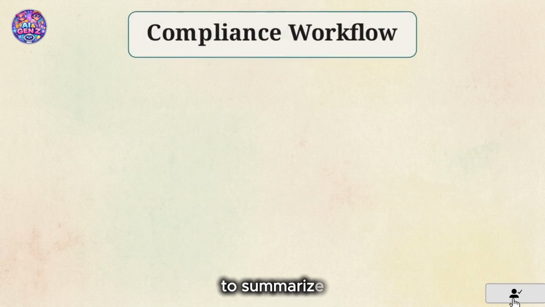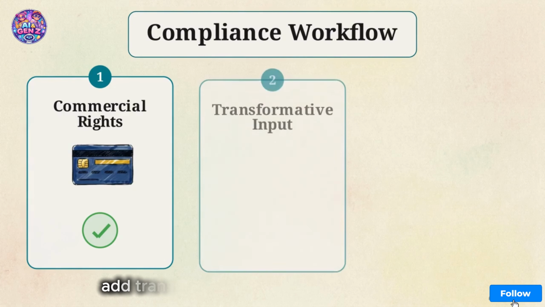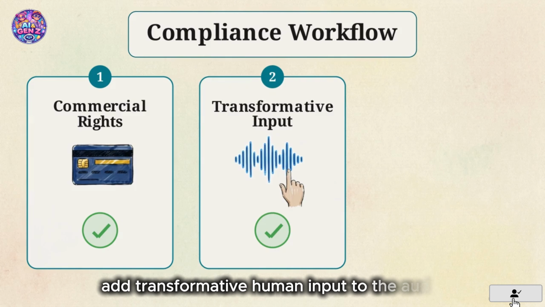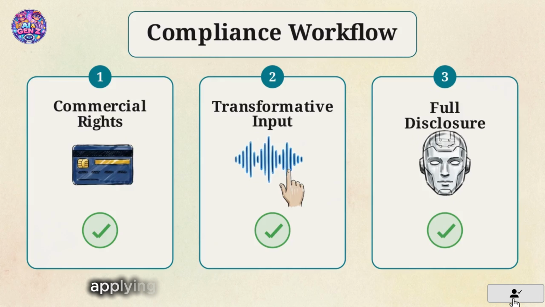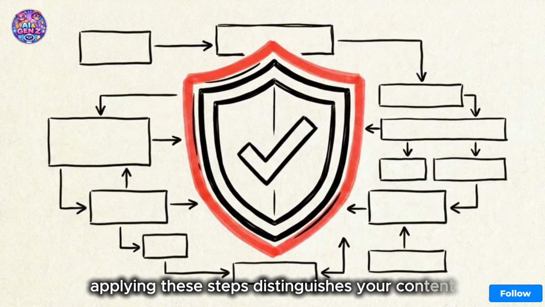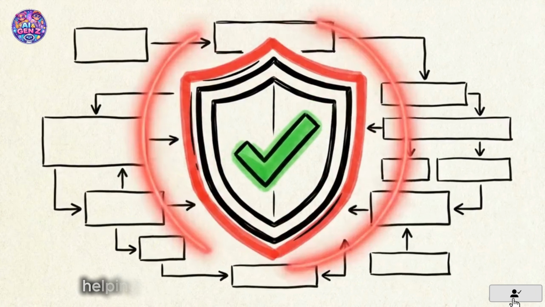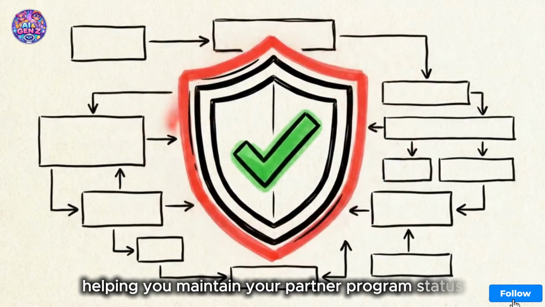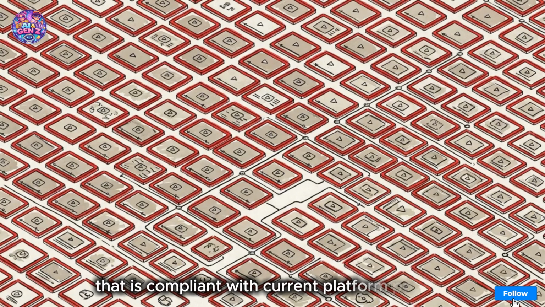To summarize, secure your commercial rights through a paid plan, add transformative human input to the audio, and provide full disclosure during upload. Applying these steps distinguishes your content from the templated uploads currently being demonetized, helping you maintain your partner program status. Following this workflow allows you to build a content library that is compliant with current platform policies.